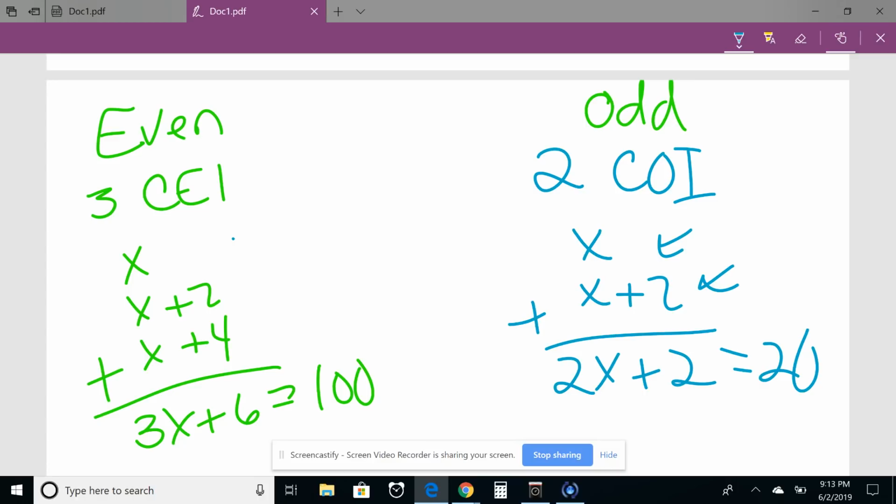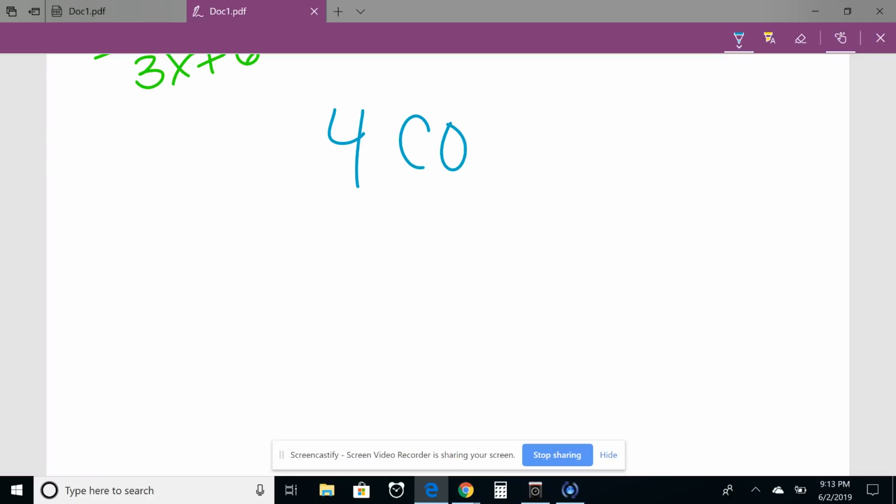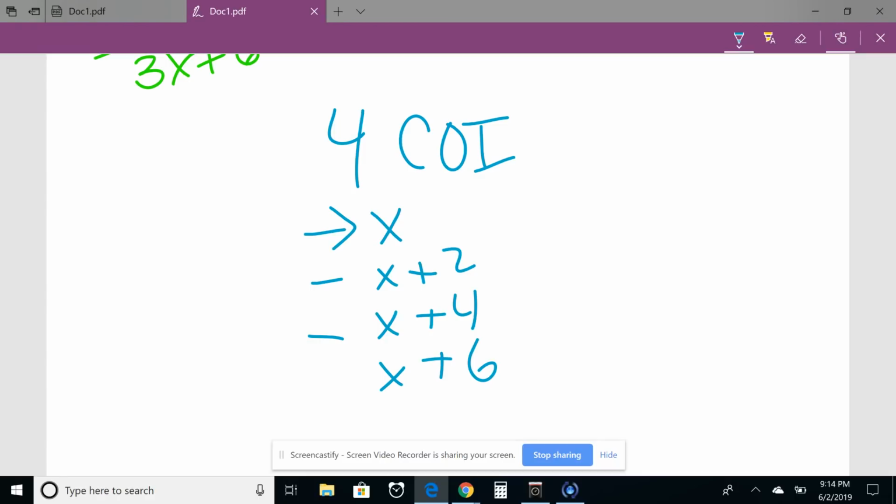So notice the odd numbers have the same expressions as the even numbers. Remember, because even numbers, 2, 4, 6, 8, you're just adding 2 to them. Same thing with the odds, 1, 3, 5, 7. The difference between those is you keep adding 2. So if I wanted 4 consecutive odd integers, I would set it up x, x plus 2, x plus 4, and x plus 6. And these would be my consecutive odd integers once I figured out what my x is.